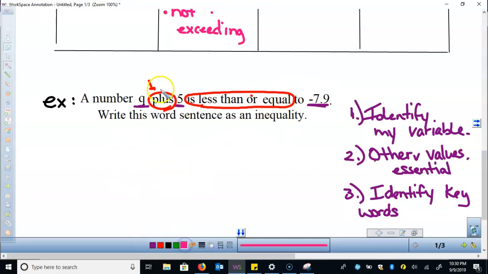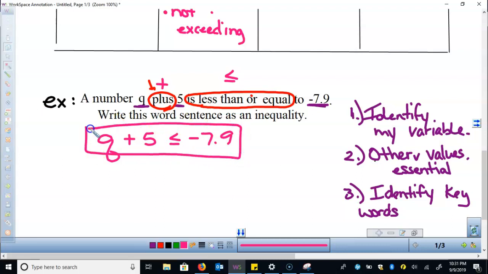Next thing we do is really, we just put it all together. So plus means to add, less than or equal to, that's this symbol, okay? So putting it all together, we have Q plus 5 is less than or equal to negative 7.9. And that's it. That is our inequality statement.